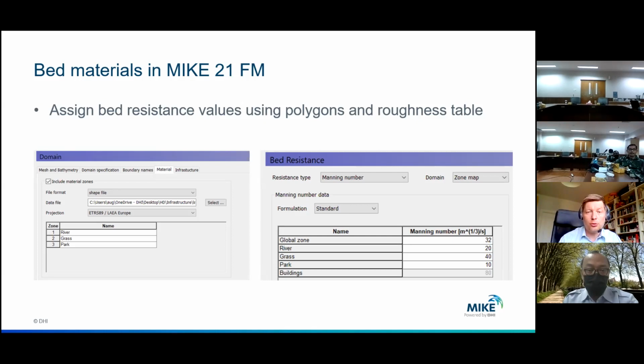So you can load polygons, so shapes, right, into the model directly, and then if the shapefile has classes like river or grass or park, then you can define Manning numbers for these classes. So there's no need to prepare a roughness map based on the mesh or on the grid. This is handled automatically by the model now.